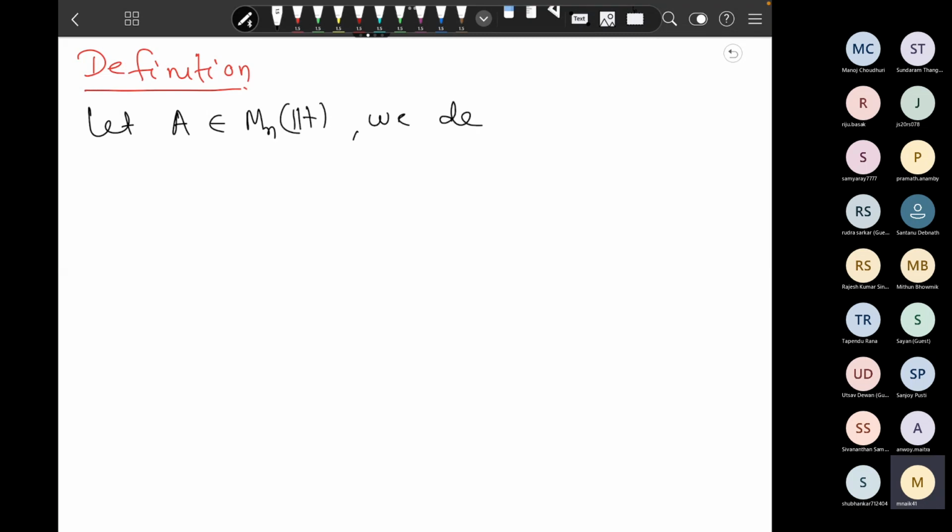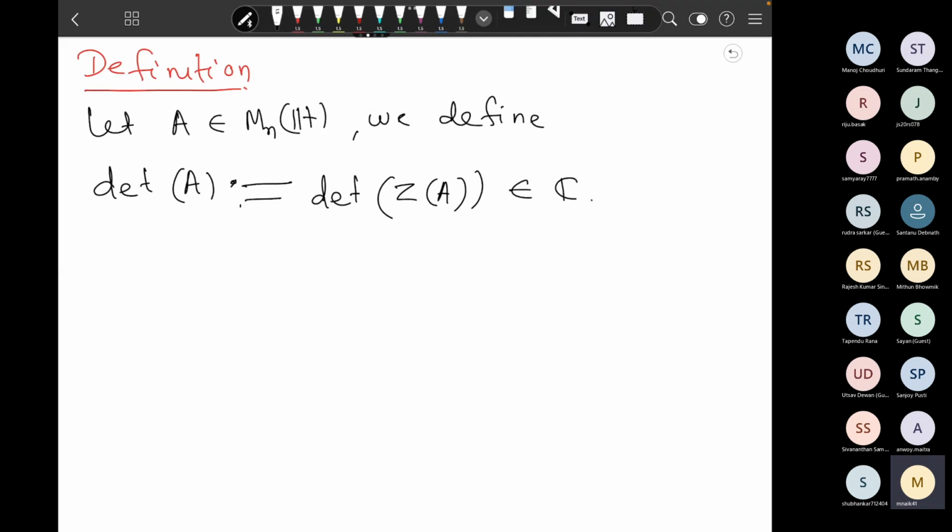We define the determinant of A by this: the determinant of ZA. I take the embedding from the quaternion picture into the complex matrices, and I look at this determinant of ZA. By definition, this is a complex number. So this will be the definition of determinant for us.